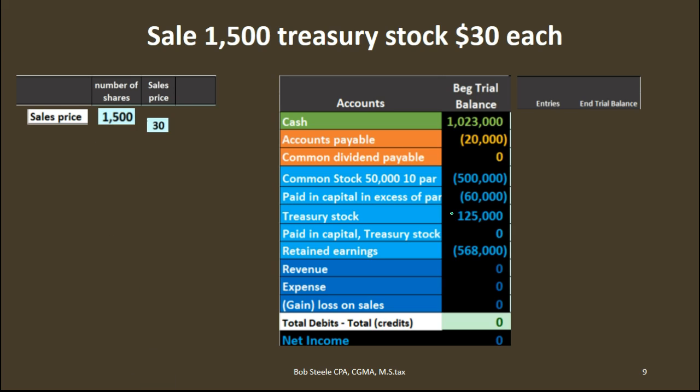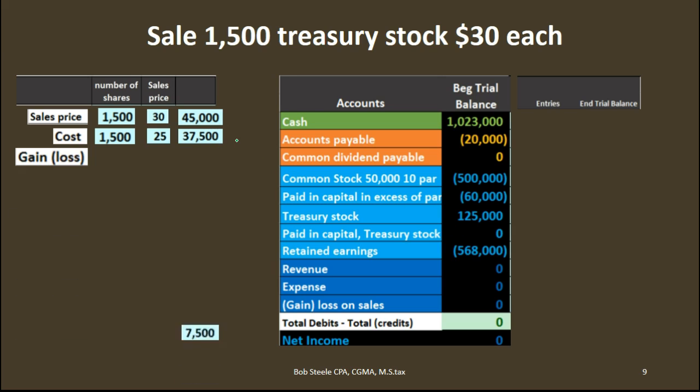We're going to say the sales price, 1,500 times $30, means we're going to receive $45,000 for it. So we put it back on the market. Someone was willing to pay $30 for it, even though the cost of those 1,500, remember, was only $25. So this is reported at $25 per share on the trial balance, and we sold it, of course, for $30. Therefore, 1,500 times 25 means we have a cost for those 1,500 shares of $37,500.